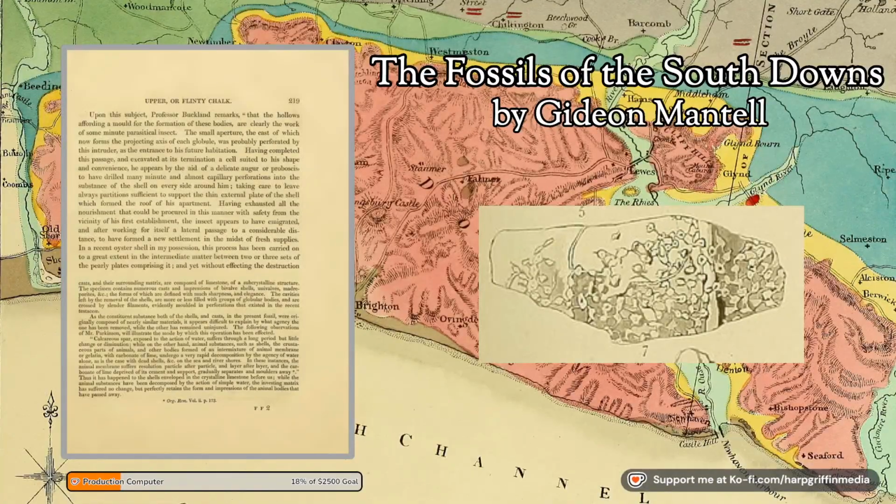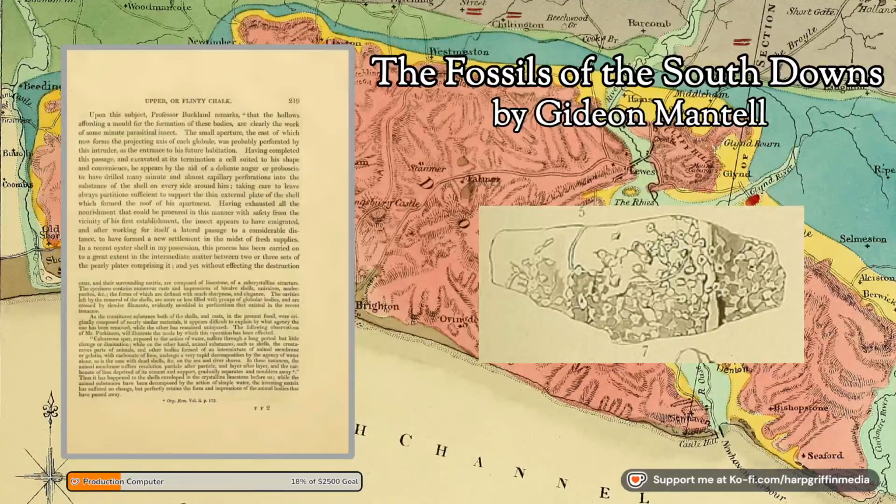Having exhausted all the nourishment that could be procured in this manner with safety from the vicinity of his first establishment, the insect appears to have emigrated, and after working for itself a lateral passage to a considerable distance, to have formed a new settlement in the midst of fresh supplies.